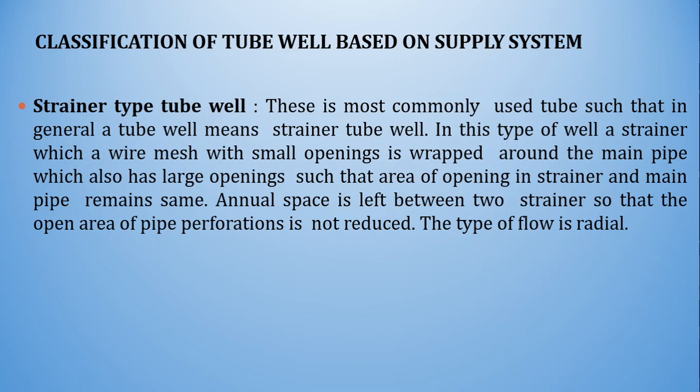Then the classification of tube well based on the supply system. Strainer type tube well. This is the most commonly used tube well, such that in general a tube well means a strainer tube well. So whenever you come across a bore well or tube well, by default it is a strainer type tube well. In this type of well, a strainer, which is a wire mesh with small openings, is wrapped around the main pipe, which also has large openings, such that the area of the opening in the strainer and main pipe remains the same. Annular space is left between two strainers so that the open area of pipe perforations is not reduced. The type of flow is radial in this strainer type tube well.